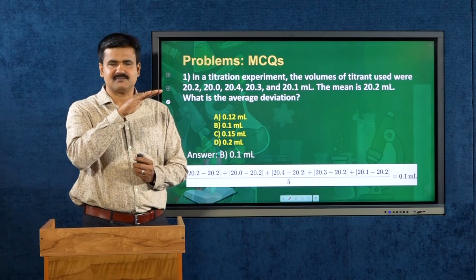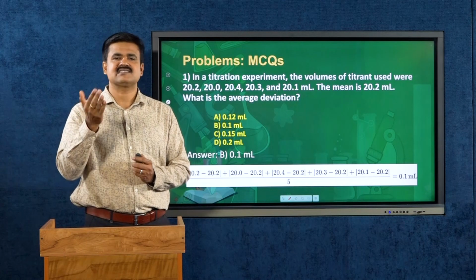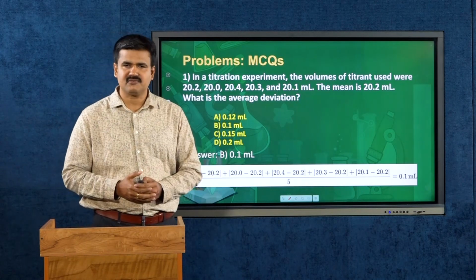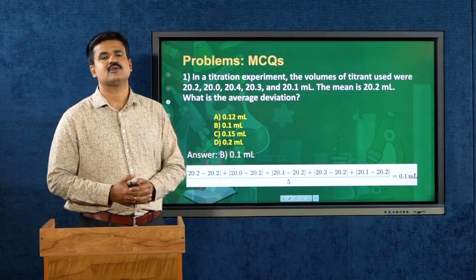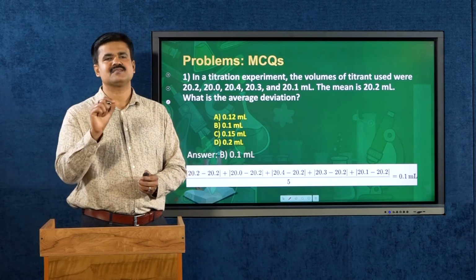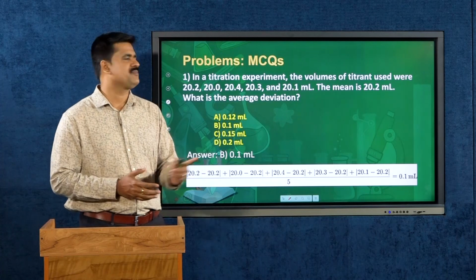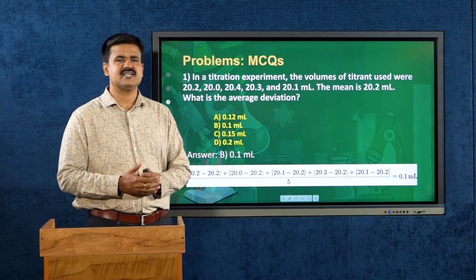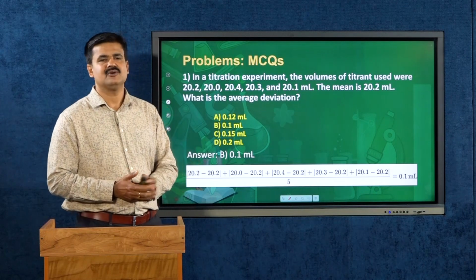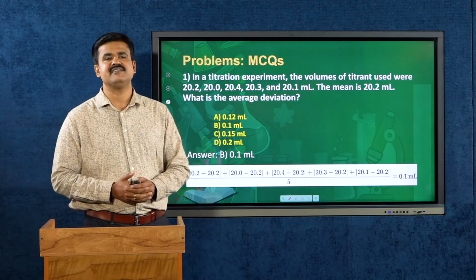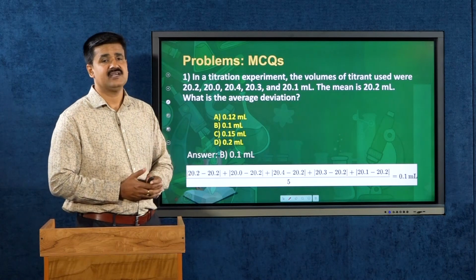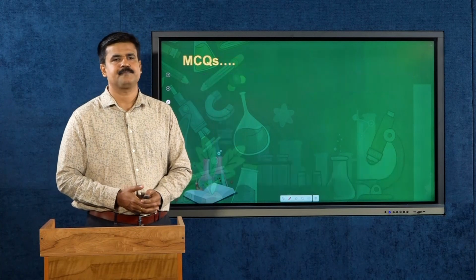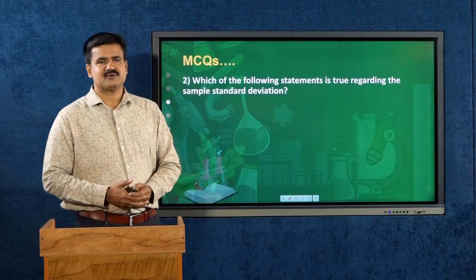So, find out the absolute deviation in each set, sum that absolute deviation, and divide it by the total number of measurements, that is equal to 5, and the answer will be 0.1 ml. You have to use paper and pencil to work out this problem, and you can simply calculate the average deviation based on the concepts and equations we have learned. So, you will get the average deviation of the set of 5 values equal to 0.1 ml, and your option is option B. Now, this is the second question.